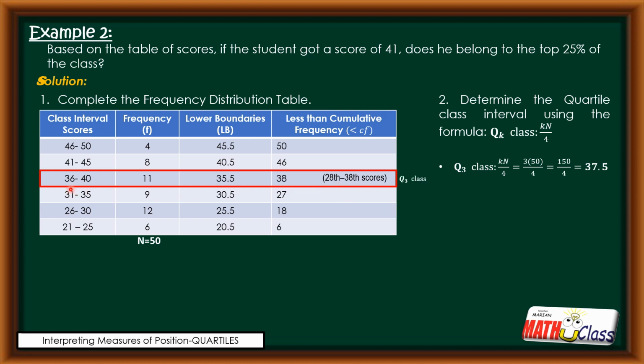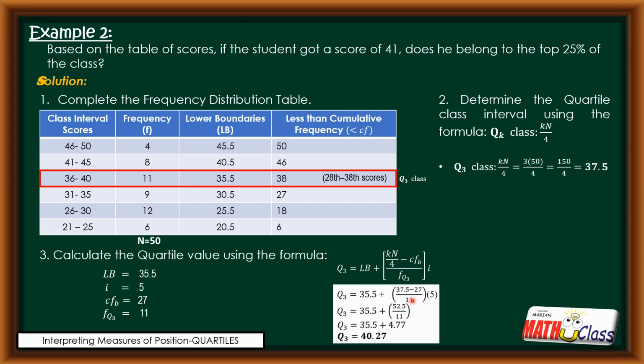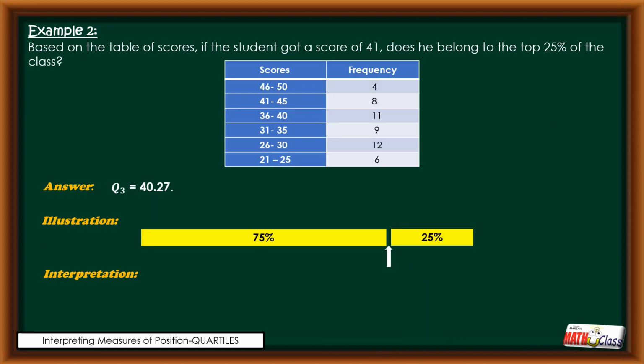For the last step, let us calculate the Q3 value using the formula. Let us perform the operation by substituting all the givens in the formula. Remember that the value of the expression Kn over 4 can be found in step 2. So for Q3, the value of the expression Kn over 4 is 37.5. By doing the operation, we were able to arrive with an answer of 40.27. So in this problem, the value of our third quartile or upper quartile is 40.27.